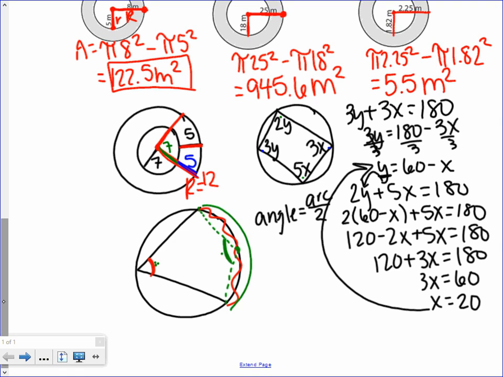So hopefully that kind of helps you with a little bit of what you might want to do. So that's basically what we're going to be looking at with circumscribed, inscribed, and concentric circles.